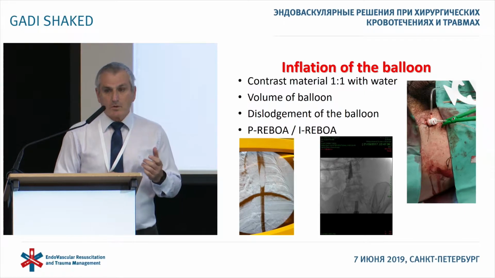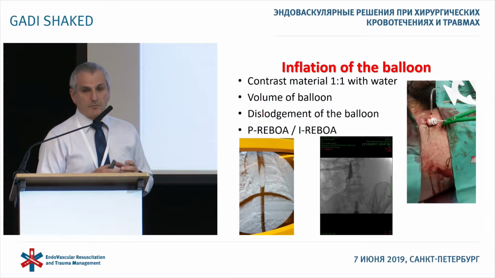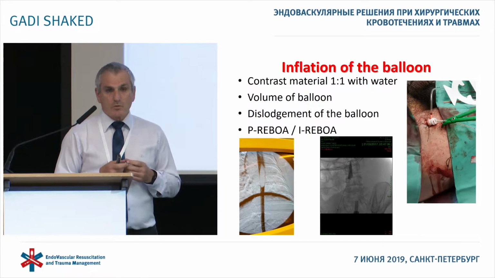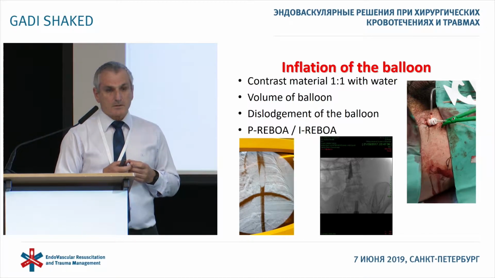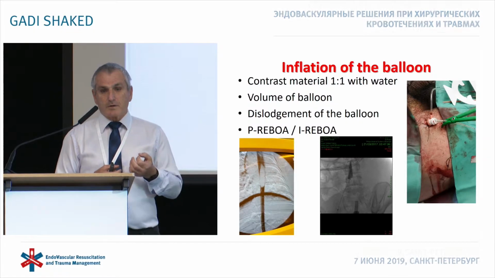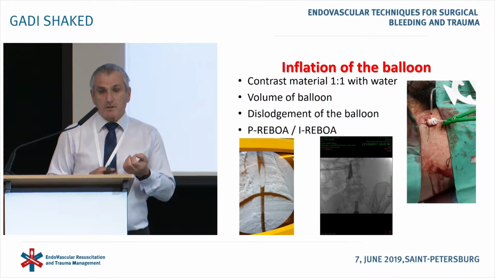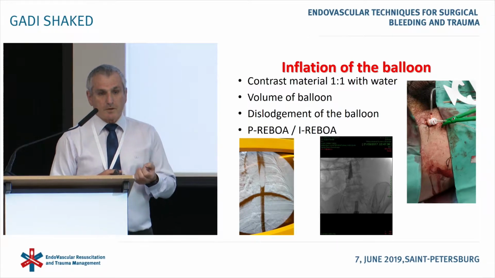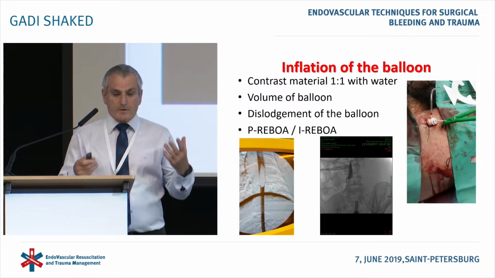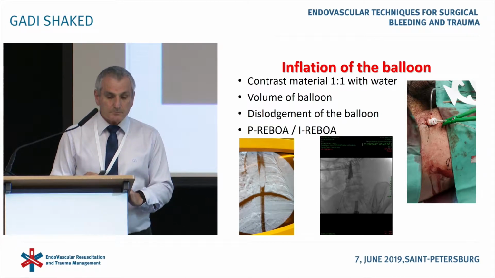Volume of the balloon. It's written on the balloon, for example the one that we use, a volume of 30 milliliters. But for most young patients, the diameter of the aorta is such that even 10 to 15 mLs are enough. So you don't want to overexpand the balloon.